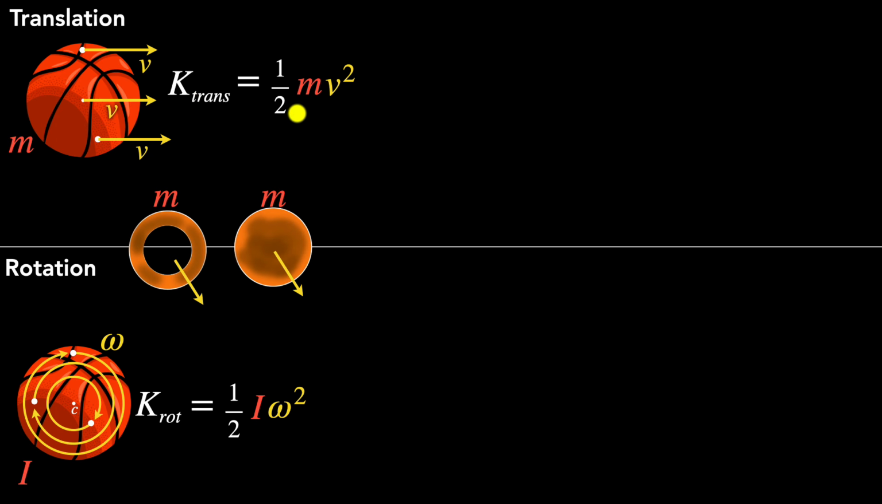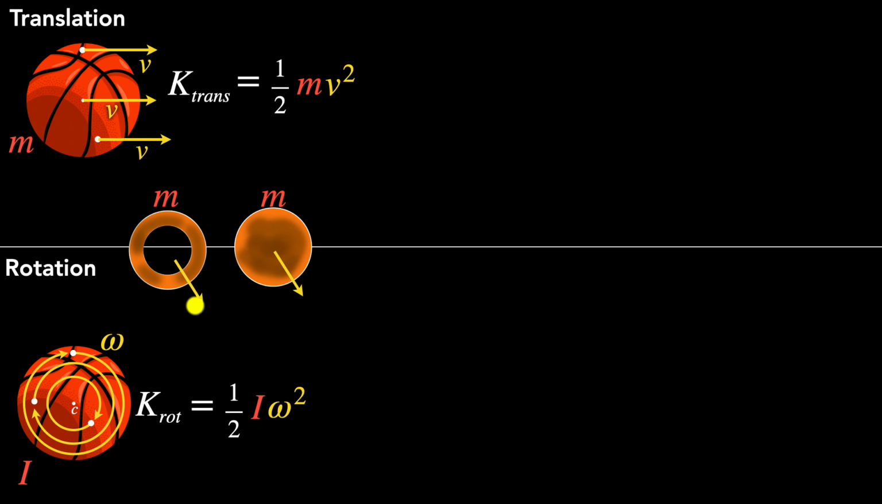Now they're undergoing translation, so they have the same mass, they have the same speed, they should have the exact same kinetic energy. So look, in translational motion, I don't care about whether I'm dealing with a solid disk or a hollow disk. I don't care about all of that. Mass is all that matters to me, and the speed, of course.